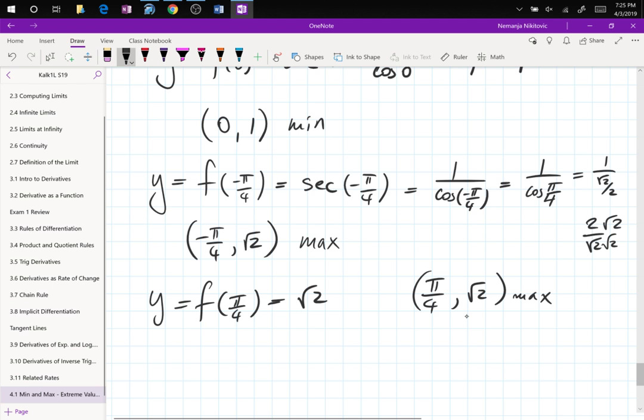So calculate the endpoints as well. The highest y values are the maximum values, the lowest are the min.